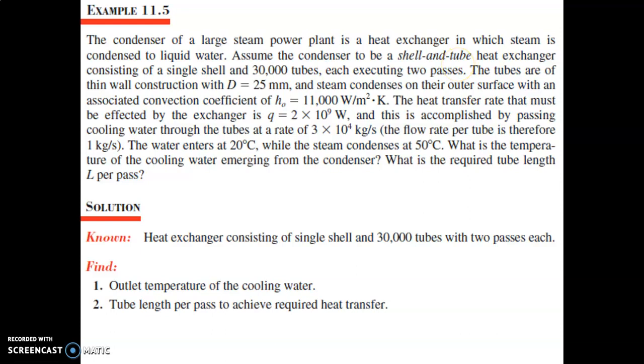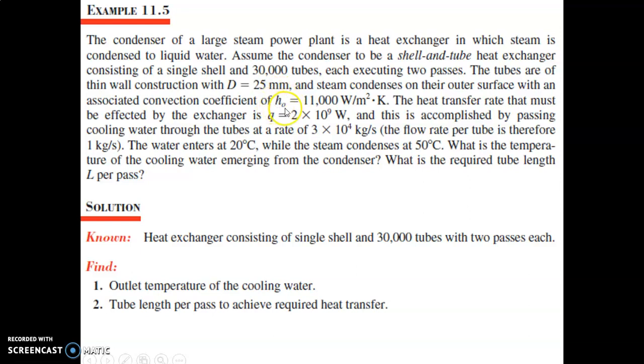So we have a shell and tube heat exchanger consisting of a single shell and 30,000 tubes. It looks like the condenser in the big system of the HVAC. Each is executing two passes, which is inlet and outlet. So according to this, the tubes are thin walled construction with the diameter equal to 25 millimeter. Please don't forget to convert it to meter. And steam condenses on their outer surface with an associated convection coefficient, which is equal to 11,000. So as I mentioned earlier many times, don't let the question cheat you.